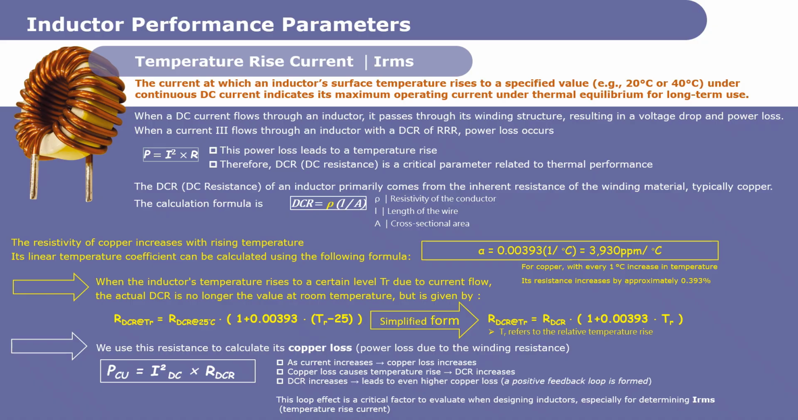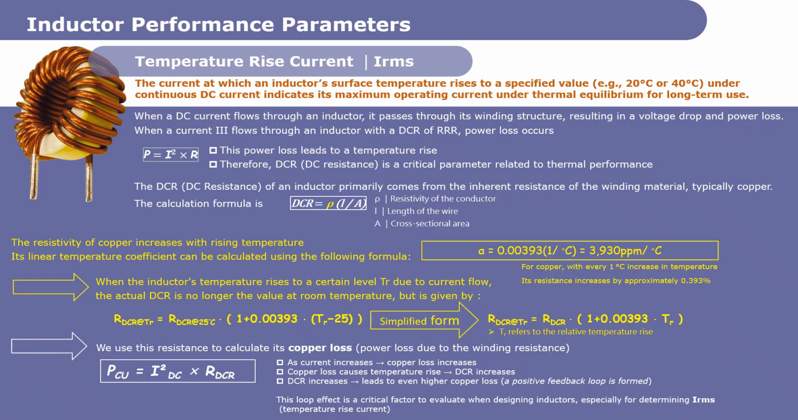IRMS is the maximum current an inductor can safely handle over time, under thermal equilibrium. Manufacturers typically define it as the current that causes the surface temperature to rise by 20 or 40 degrees Celsius. This temperature rise comes from DC resistance losses. As current flows through the winding, power loss generates heat, causing the inductor to warm up. And as temperature increases, so does resistance.